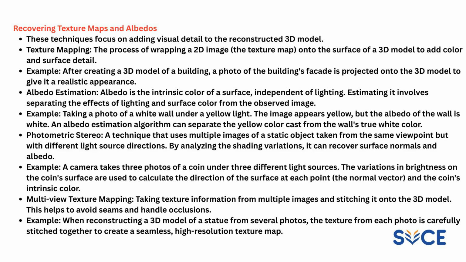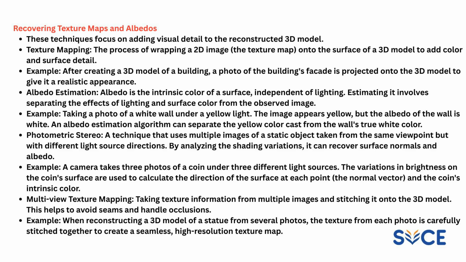Let's start with texture mapping. Imagine you have a cardboard box on its own, which just looks plain brown. But what if you print a photo of a building's face and carefully wrap it around the box? Suddenly your cardboard box looks like a tiny building. That is texture mapping.